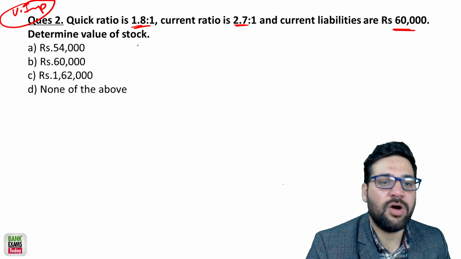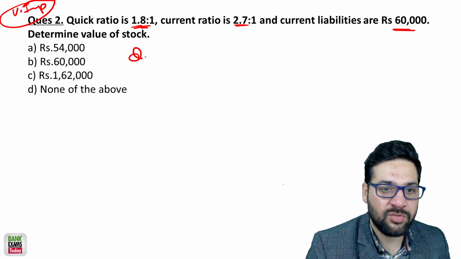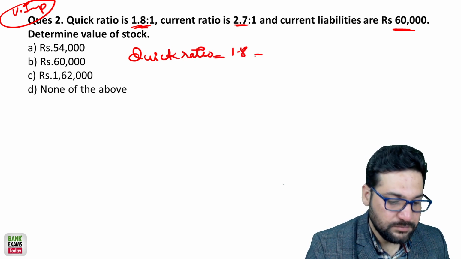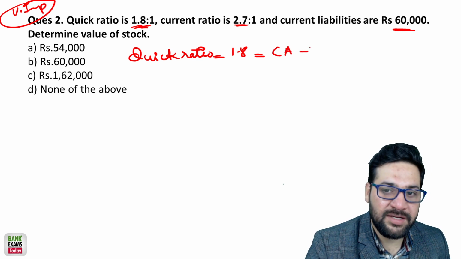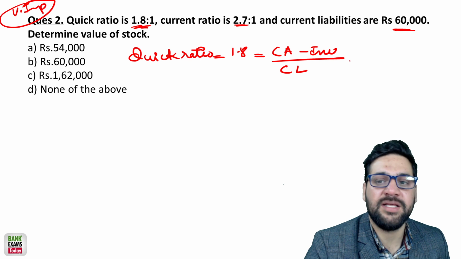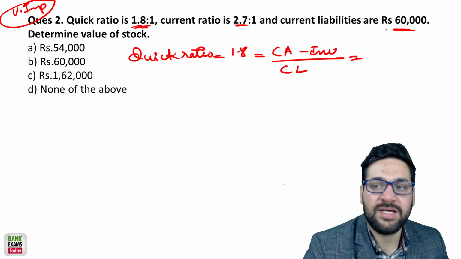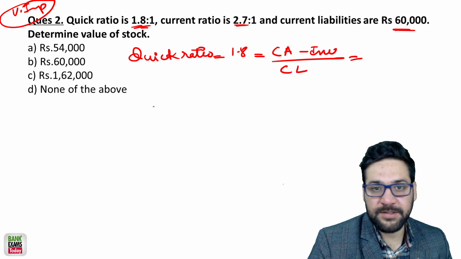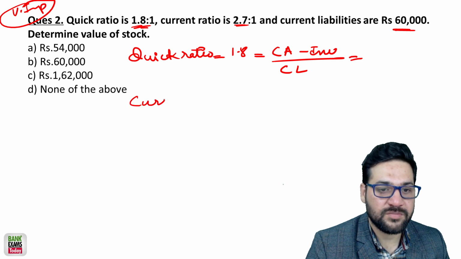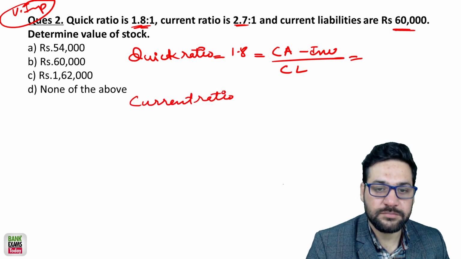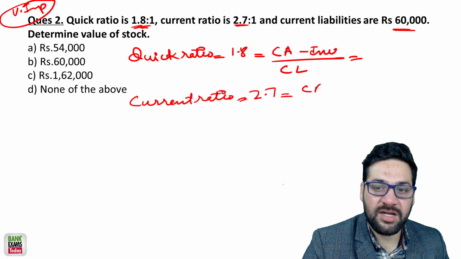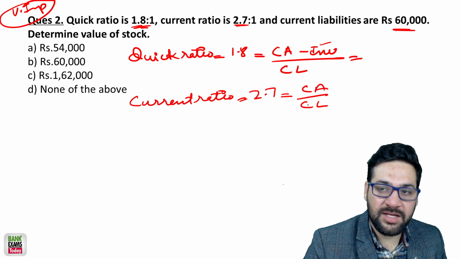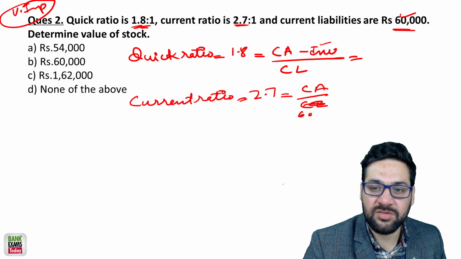So quick ratio, you got the quick ratio, ratio है आपके पास, right? That is 1.8. Quick ratio is equal to current asset minus inventory divided by current liabilities. So what do you got? You got the current liabilities. That is 60,000, right? But before that we got the current ratio. So current ratio थोड़ा easy है, because in current ratio there is just current asset divided by current liabilities. एक कम है, एक variable कम है. So you got the current liabilities, that is 60,000. यहीं पे 60,000 लिख लो.